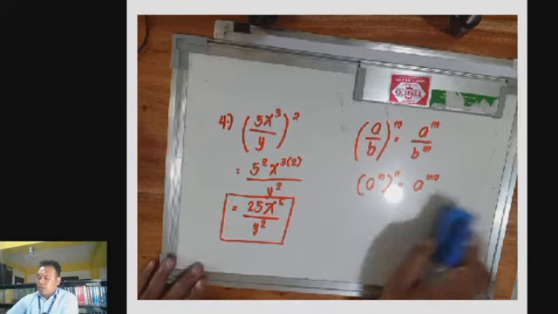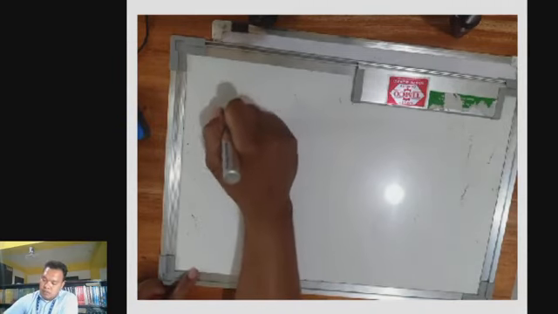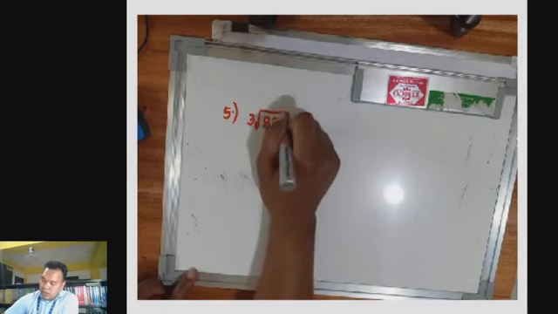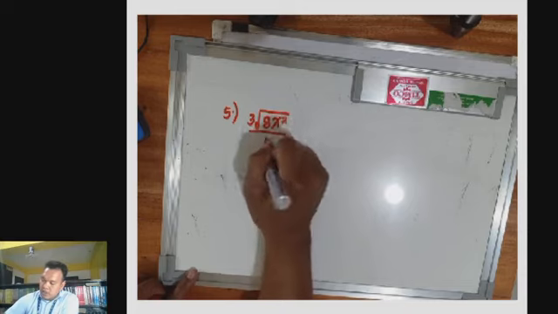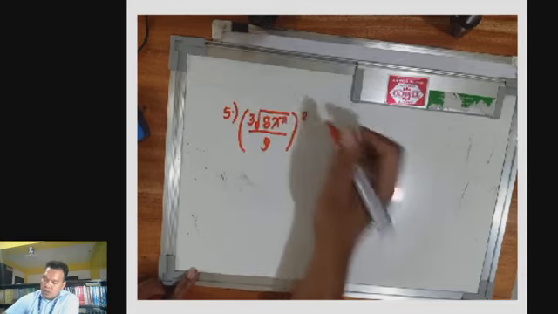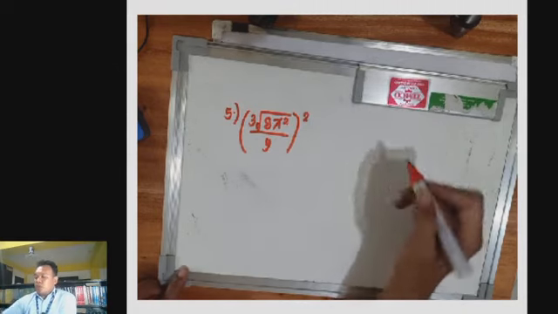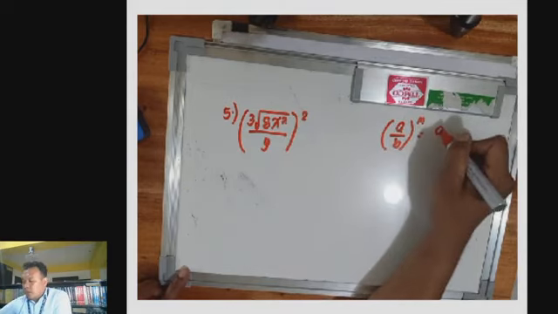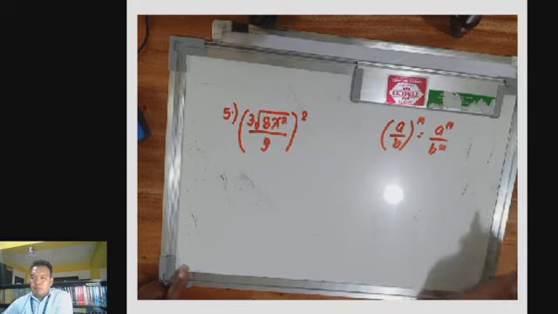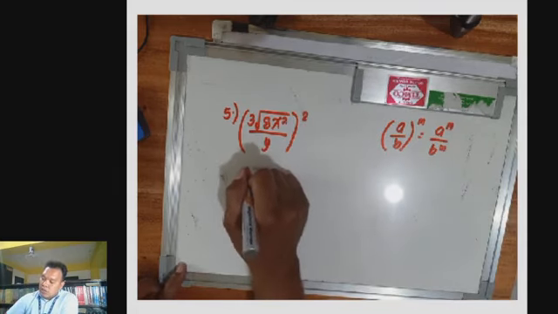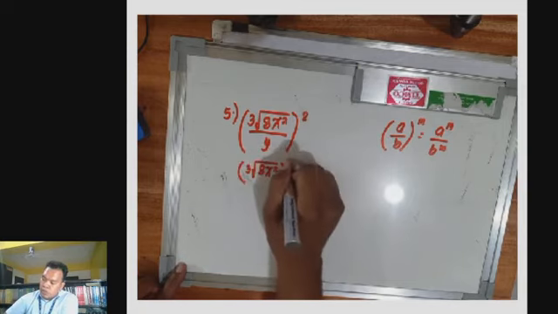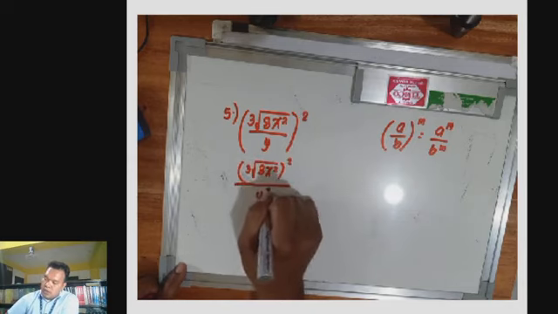Okay. For number 5, we can say that cube root of 8x squared over y quantity squared. So, lalabas, we can say na yung kanina ulit, a over b quantity m is equivalent kay a raised to m over b raised to m. Pwede ko sabihin, cube root of 8x squared multiplied by quantity squared all over y squared.